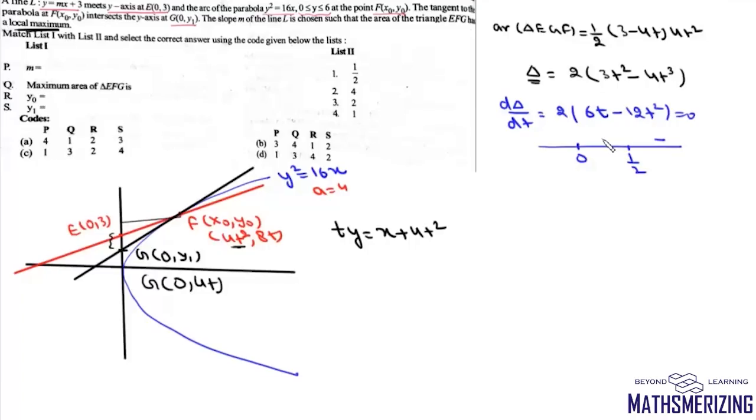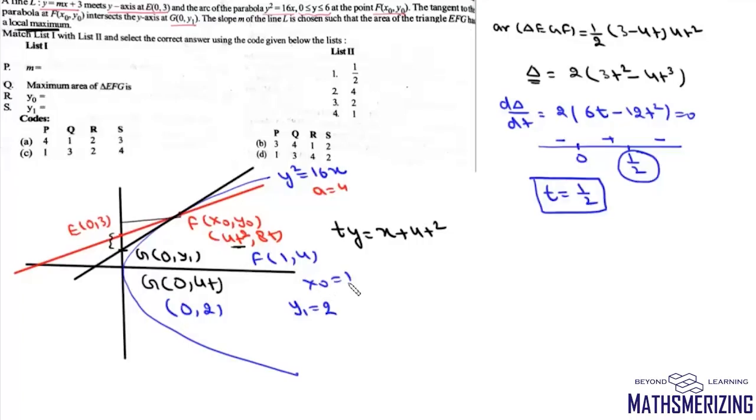So this is minus, plus and minus. So we have a local maximum when the value of t is 1 by 2. So in this case, value of t should be 1 by 2. So what is the value of G? So G will be 0 comma 2. So that means y1, it should be 2. Now what should be F? F is 4t square, so which is 1, and then 8t, which is 4. So x naught is 1 and y naught is 4.